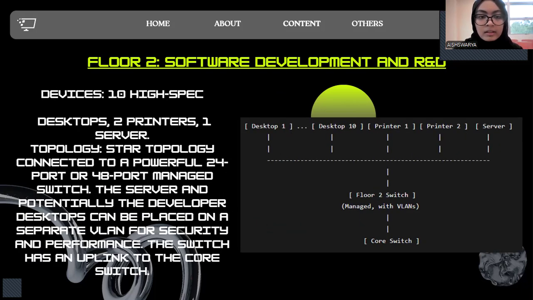Secondly, Floor 2, Software Development and R&D. Devices: 2 high-spec desktops, 2 printers and 1 server. We are using a star topology connected to a powerful 24-port or 48-port managed switch. The server and potentially the developer desktops can be placed on a separate VLAN for security and performance. The switch has an uplink to the core switch.